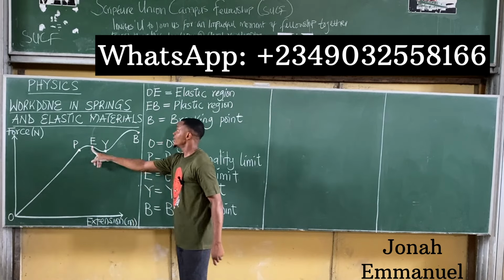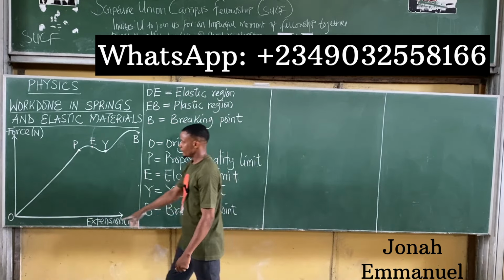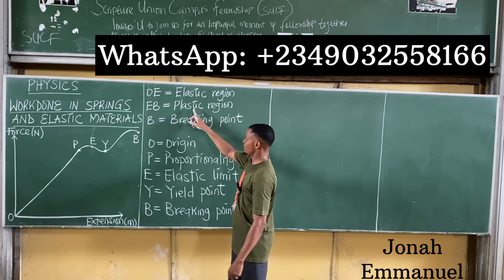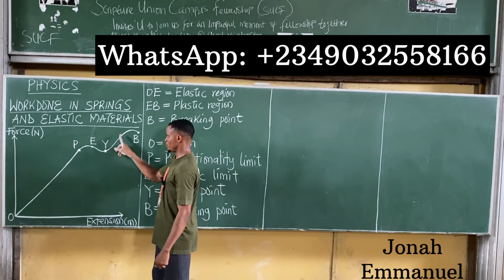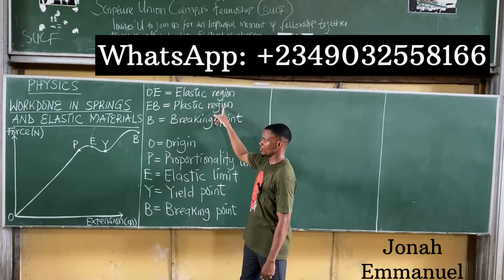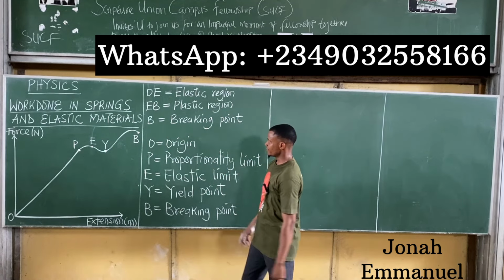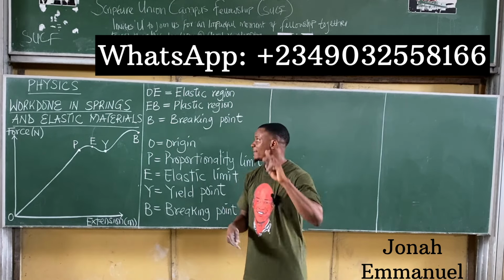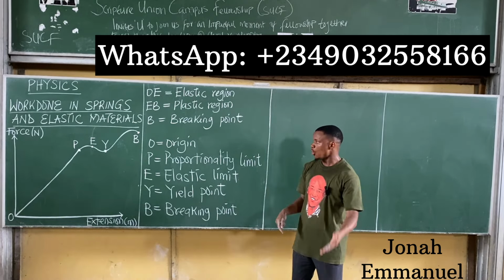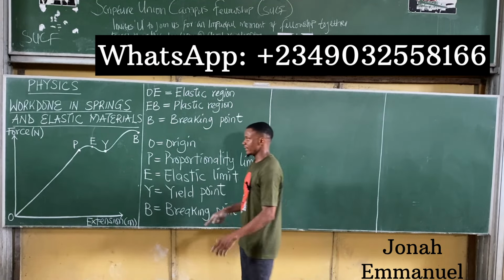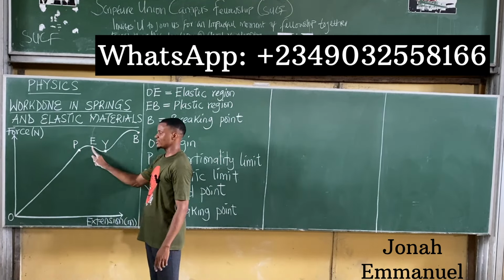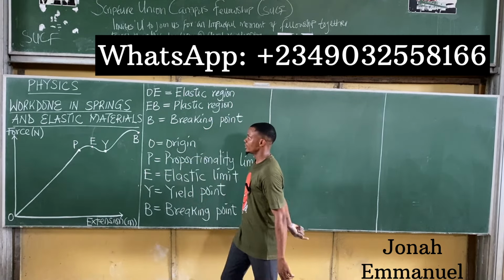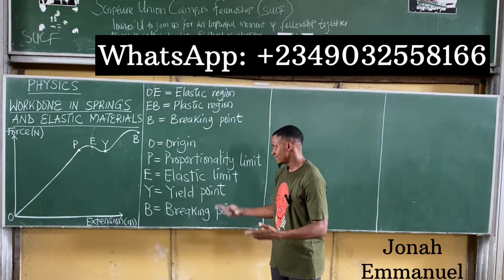From O to E in this region here is called the elastic region. From E to B is called the plastic region, while B is the breaking point. So in every graph of force against extension, you have the elastic region and the plastic region. The elastic region is from your origin to your elastic limit. From the elastic limit to the breaking point is called the plastic region.